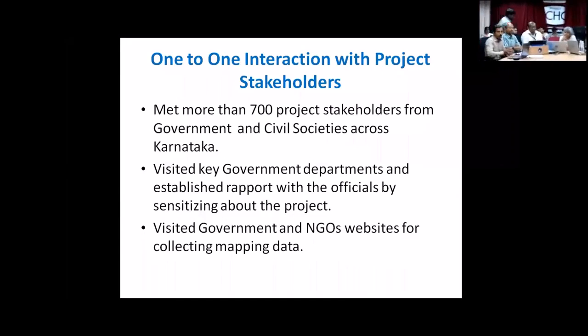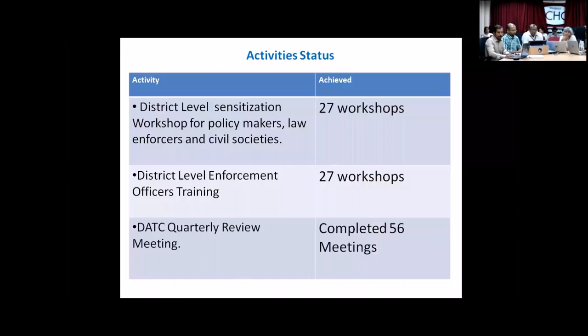In one-to-one interaction, we met more than 700 project stakeholders from government and civil societies across Karnataka, visited key government departments and established rapport with the officials by sensitizing them about the project, and visited government websites for collecting mapping data.